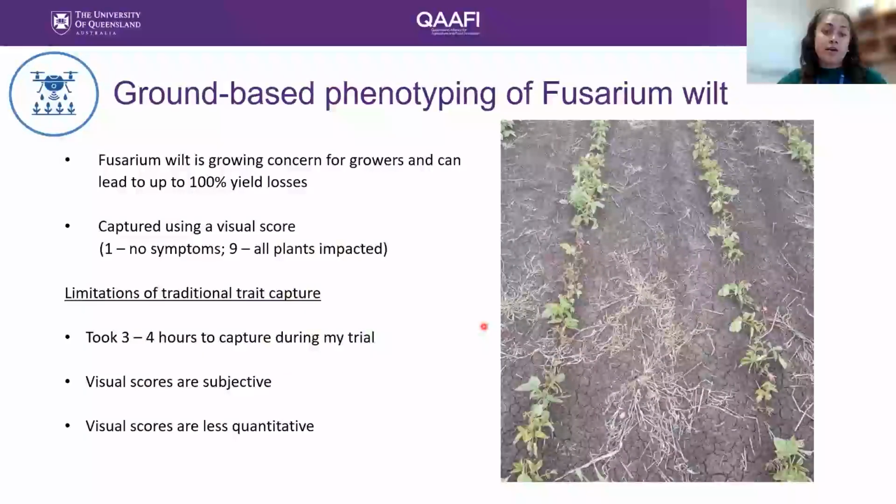In terms of Fusarium wilt, as I mentioned, it wasn't an intended infection in my trial, but it did happen. Fusarium wilt is becoming a really growing concern for growers and can lead to devastating yield losses, up to 100% in yield losses. The way we captured this was through a visual score, with 1 being no symptoms in the plot, and 9 being that all plants were impacted and pretty much dead. Capturing this measurement can take between 3 to 4 hours, depending on your experience. But being a visual score, it means that the scores are quite subjective and less quantitative because it's just 1 to 9.